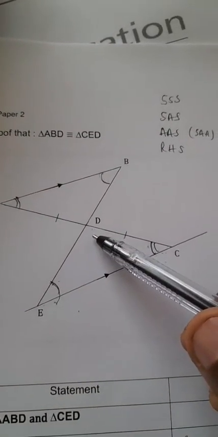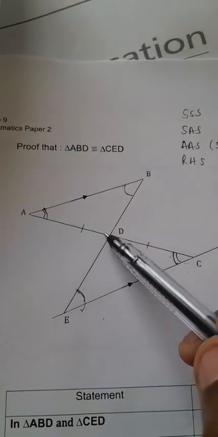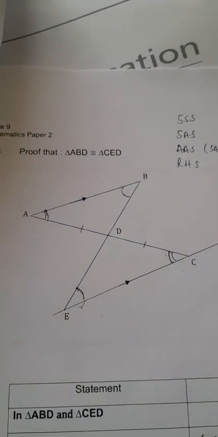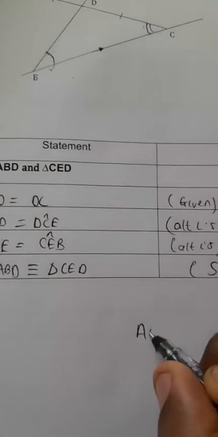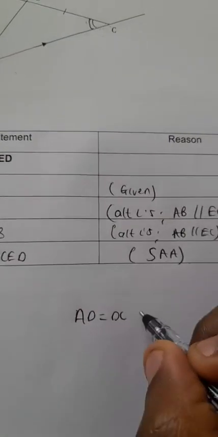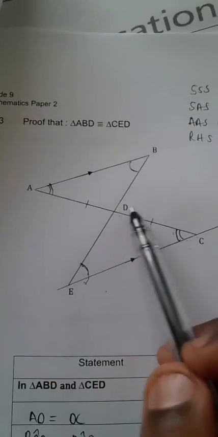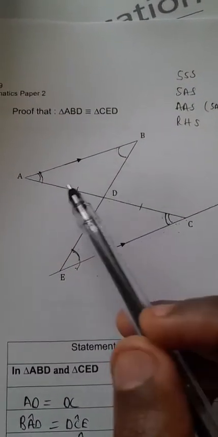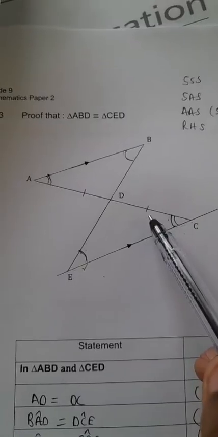I'm thinking someone else maybe could have started it off like this and said AD is equal to DC. Very true. It's given, right? Someone else would have said AD is equal to DC. Reason, given. And that's true, right? Because there are these two lines that indicate the two sides are actually equal.